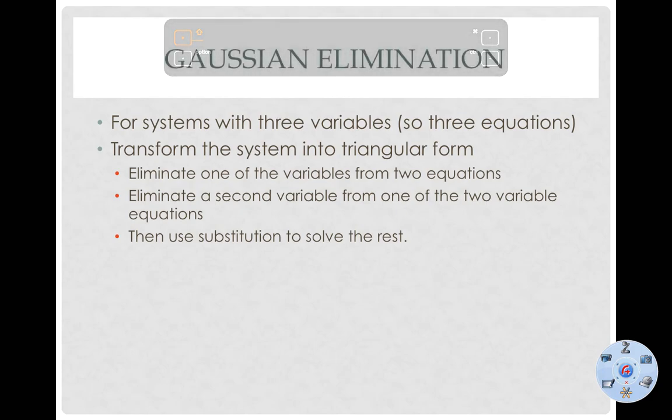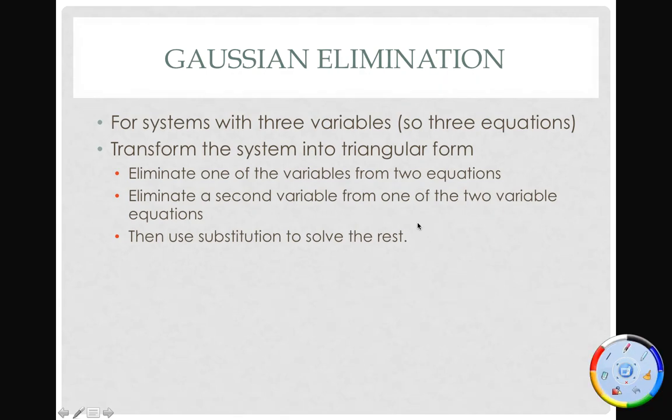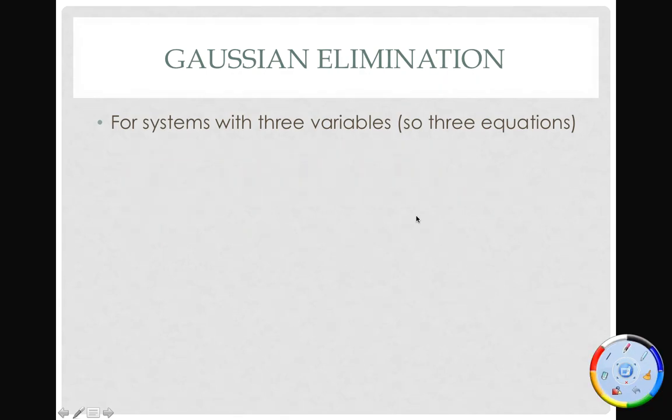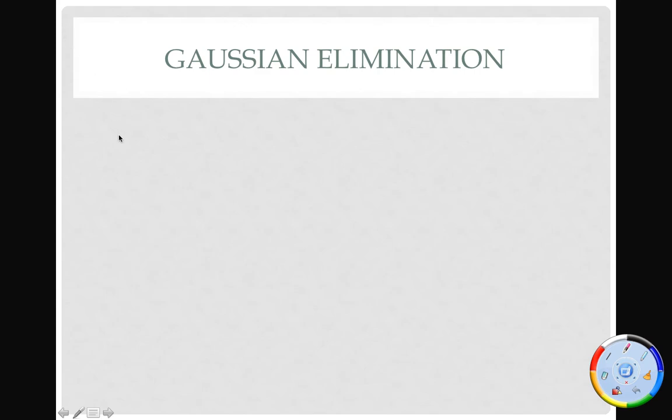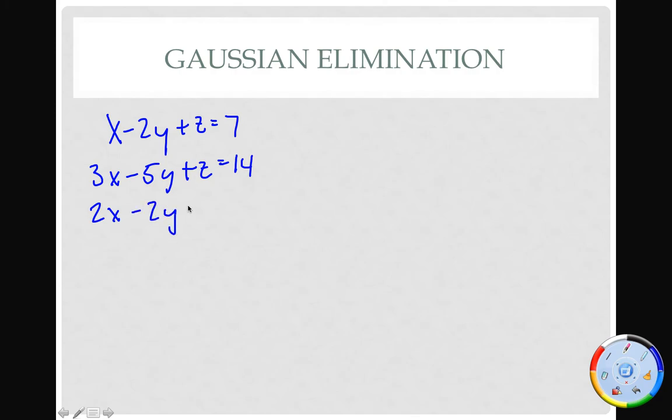All right. So let's see here. What would this look like as an example? So let's say we had the system. Let's back up a little bit so I have a little bit more room. Say we have this system, x minus 2y plus z equals 7, 3x minus 5y plus z equals 14, and 2x minus 2y minus z equals 13.